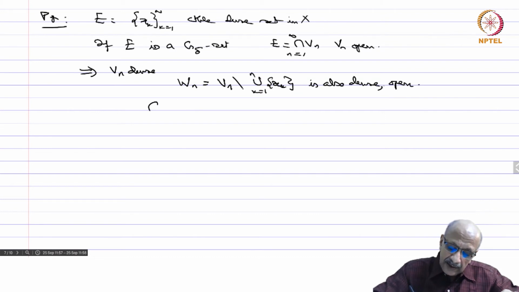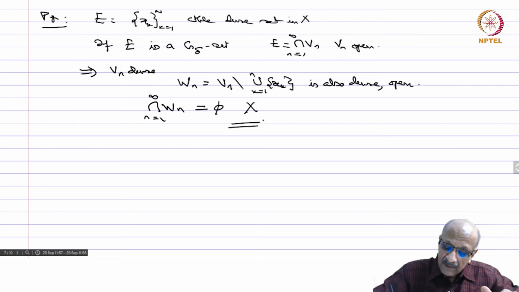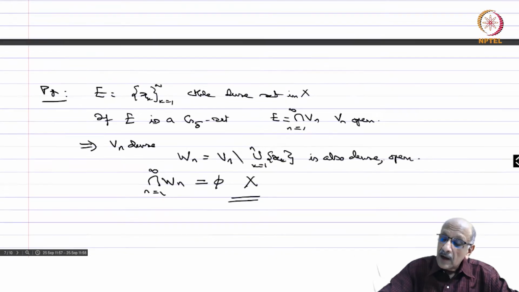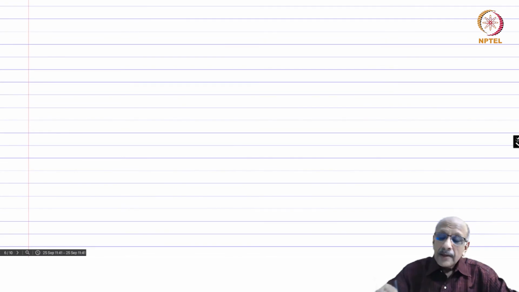And now if you take the intersection of Wn, I will remove slowly all the x's, namely E, and E is the intersection of Vn, and therefore this has to be empty, which contradicts Baire's theorem, and therefore this is not possible. Okay, so we have that if you do not have isolated points, then it has to be dense, and a G delta will automatically be an uncountable set.